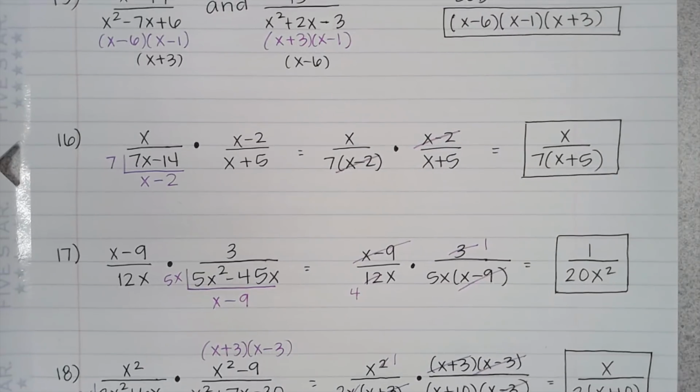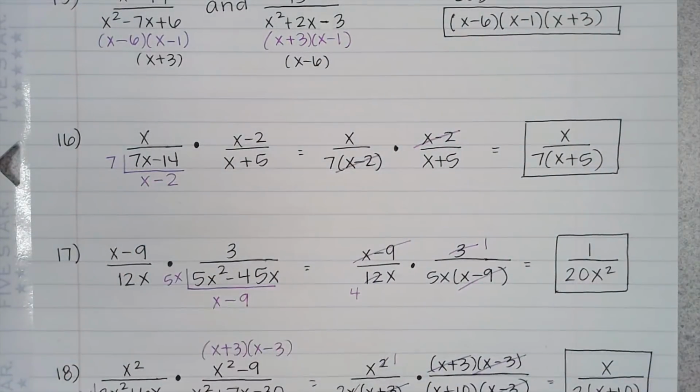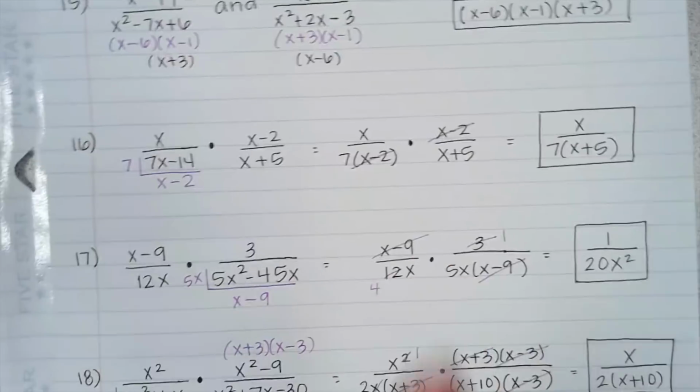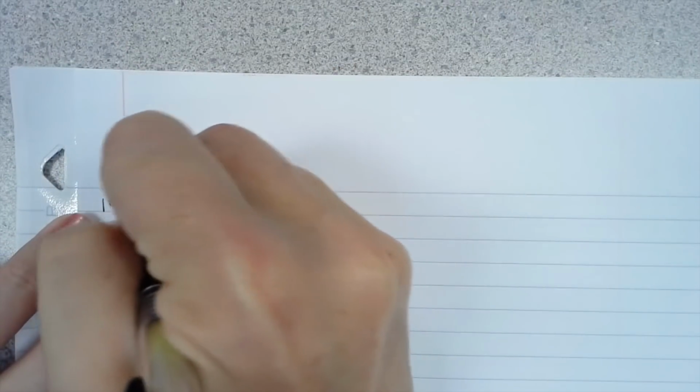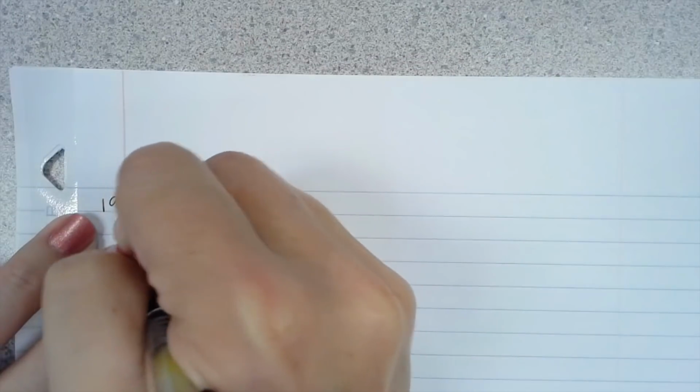So on 16, 17, and 18, we had 2 fractions. We weren't finding a least common denominator. On 16, 17, and 18, we were multiplying them together. And so on 19 and 20, the directions to these questions say to divide. So when you do the work for these ones, there's just that one additional step that you want to remember. So I'm dividing on this one.